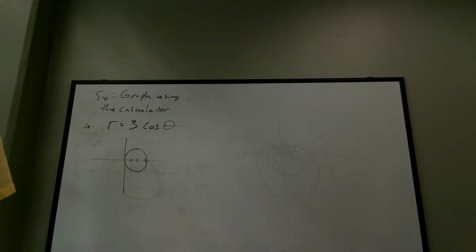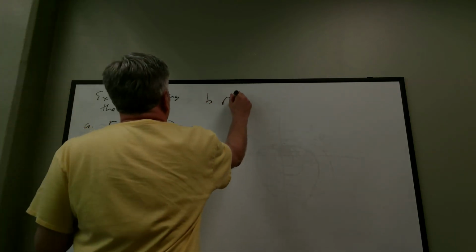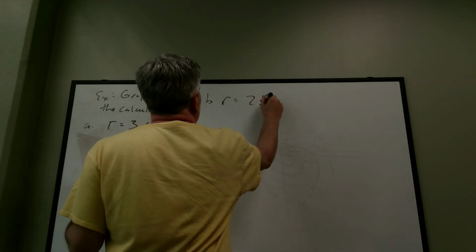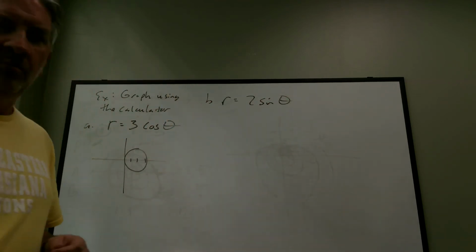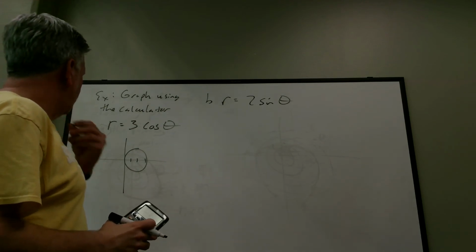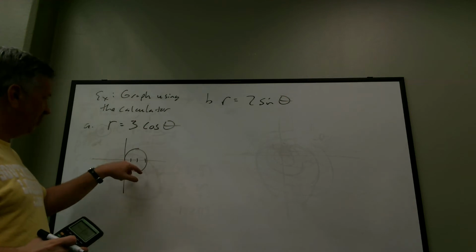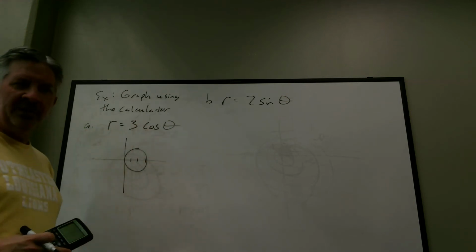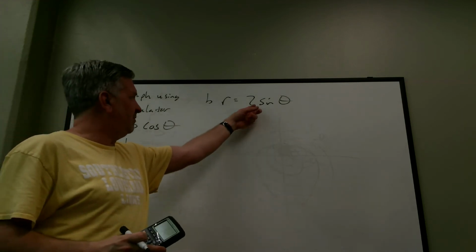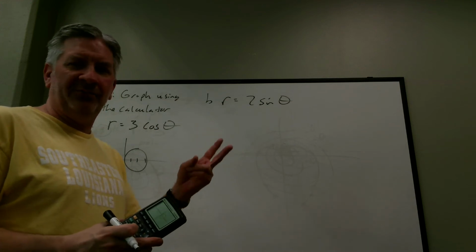Okay, let's do another one. What if we do r equals 2 sine theta? Well, notice the coefficient here is 3. I mean, no, the radius isn't 3. It looks like the radius is 1.5, but my diameter turned out to be 3. If this holds the same sort of flavor, then maybe my window is perfectly fine. I don't have to adjust it.